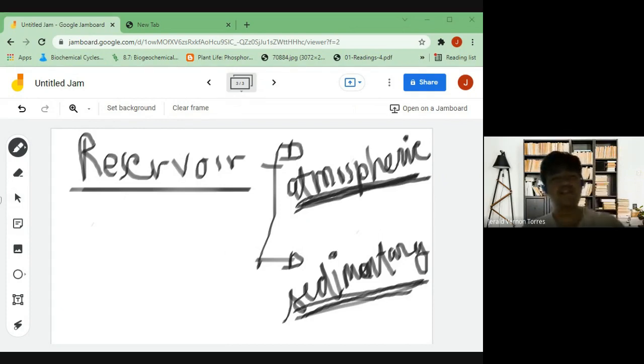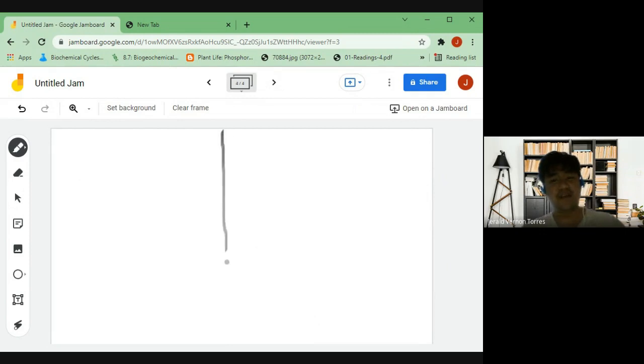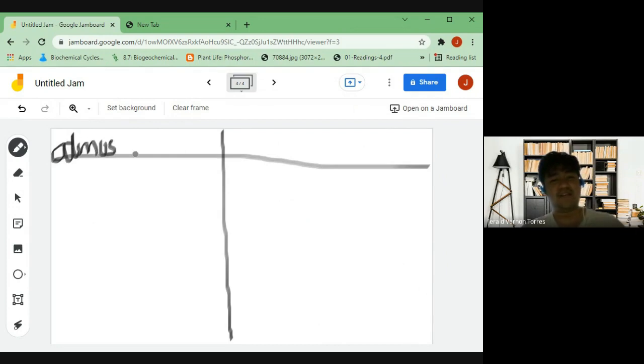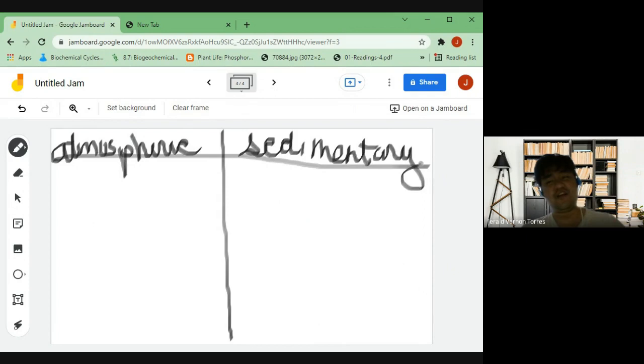Okay, let us try to examine the different cycles, and let us classify whether the cycle will fall under atmospheric or sedimentary cycles. Okay, let's try. Unahin natin water cycle. Ano ang reservoir ng water cycle? Jalen.